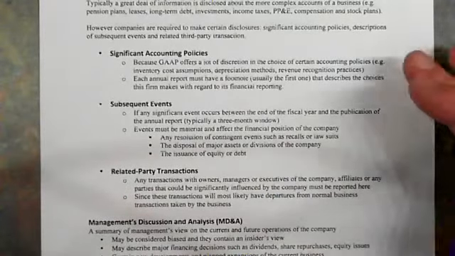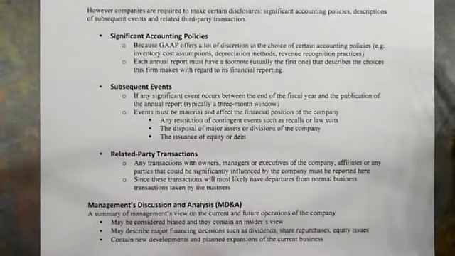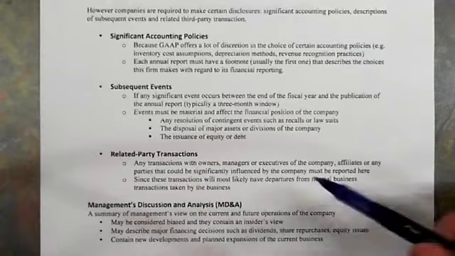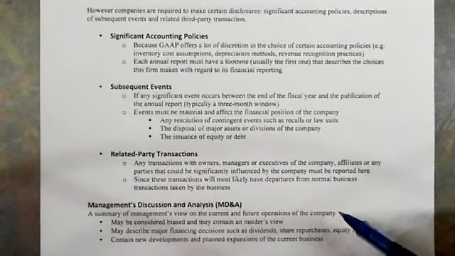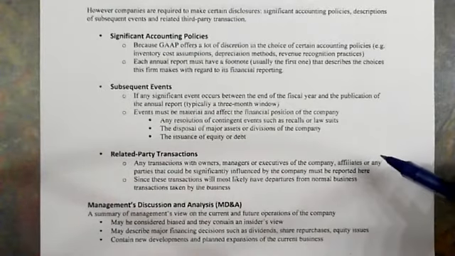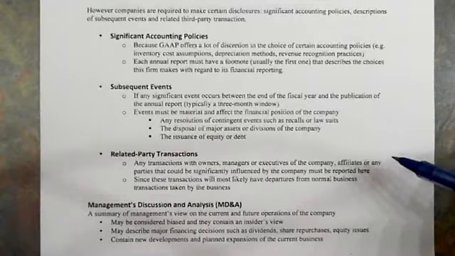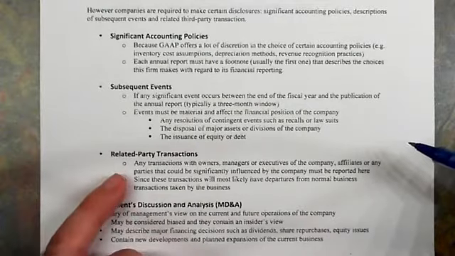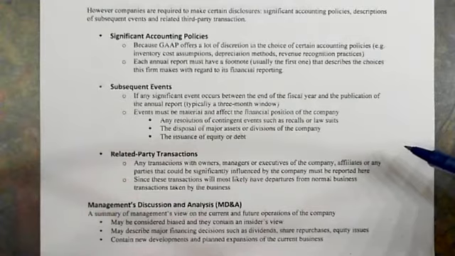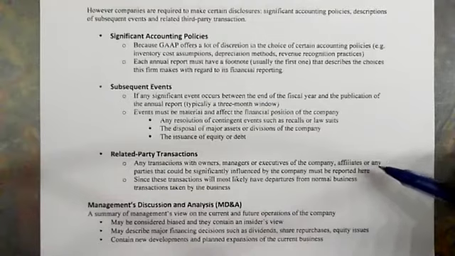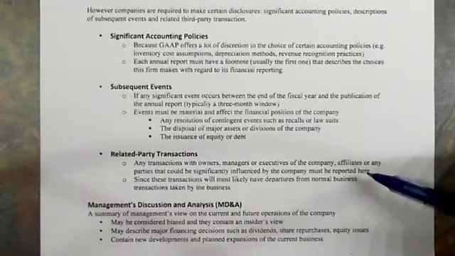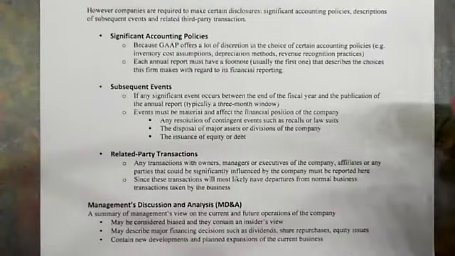Related party transactions are any transactions that the company instigates with someone, for example, an owner or manager or a company affiliate. These transactions will likely have a departure from normal business transactions. It's not as if you're contracting with someone who is purely independent. If it's a related party, then you're probably going to have favorable terms. And so we want to make sure we call attention to that and demonstrate that this is not something in the normal course of business.